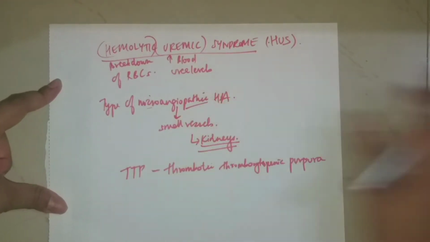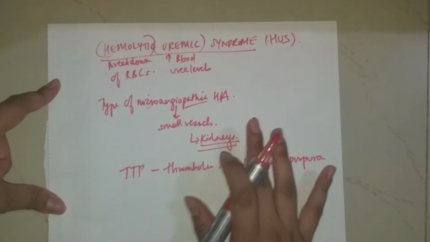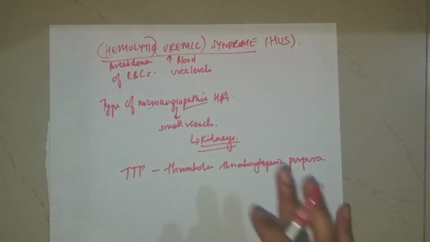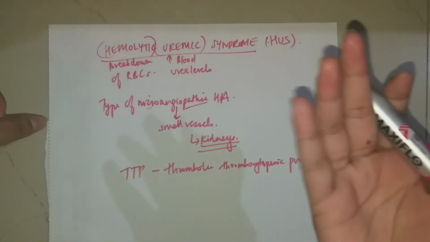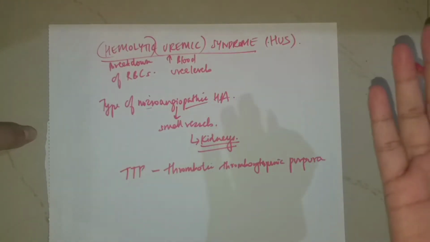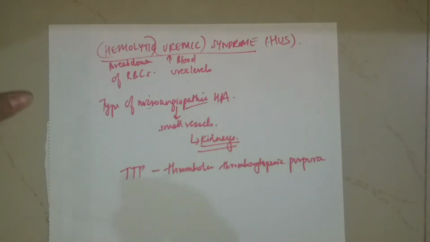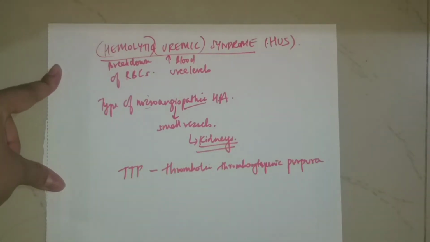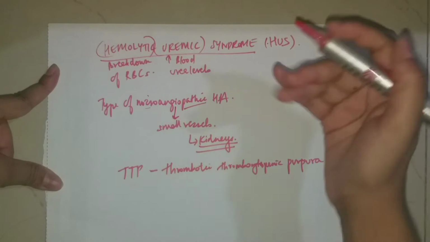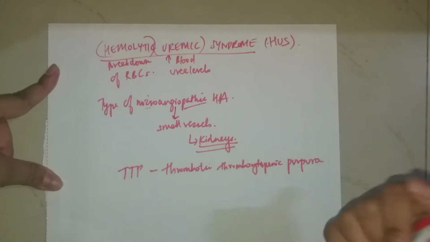So, hemolytic uremic syndrome also is a type of hemolytic anemia where there is no intrinsic RBC abnormality. Most of the hemolytic anemias like hereditary spherocytosis, elliptocytosis, sickle cell anemia, there is some defect in the hemoglobin, or in G6PD deficiency there is some defect in the membrane of the RBC. But in this, there is no intrinsic RBC or hemoglobin abnormality. It is because of some extrinsic factors, which I'll explain later.